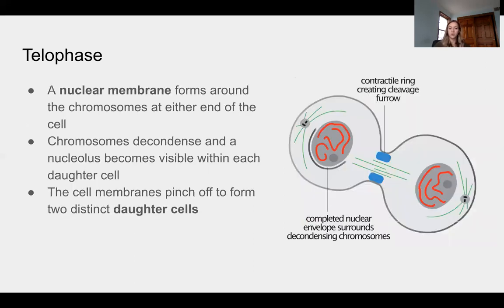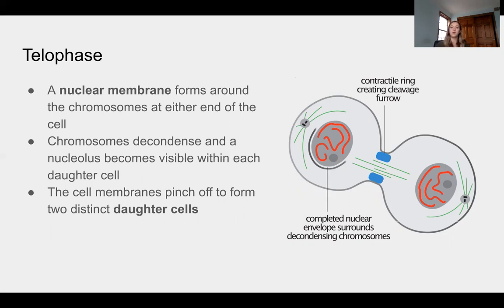So telophase here, we have that microfilament ring is closing and they're budding off to two distinct cells. So here we have the nuclear envelope reforms and surrounds the chromosomes. That was the answer to our question.